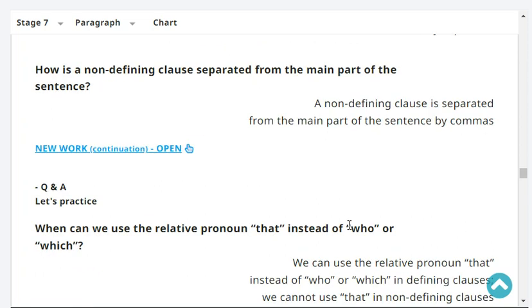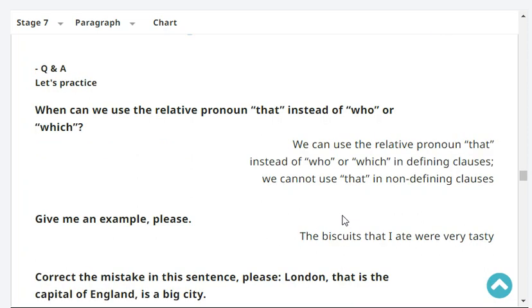How is a non-defining clause separated from the main part of the sentence? A non-defining clause is separated from the main part of the sentence by commas. Very good.